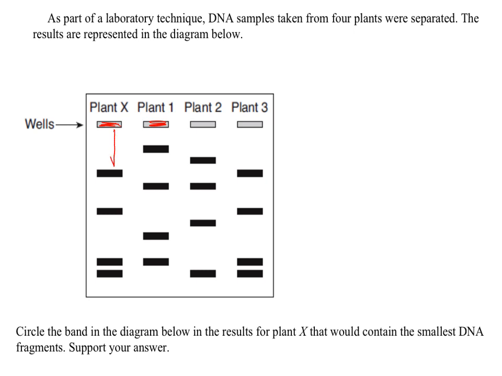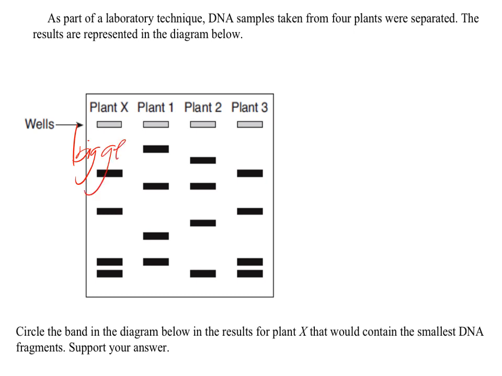And then when the power turns on, it'll go in this direction. And it's spread out to make this banding pattern. We're going to see if we can compare things. So it says, circle the band in the diagram below in the results for plant X that would contain the smallest DNA fragments. Well, we know the bigger pieces stay up here because they just don't move that fast.